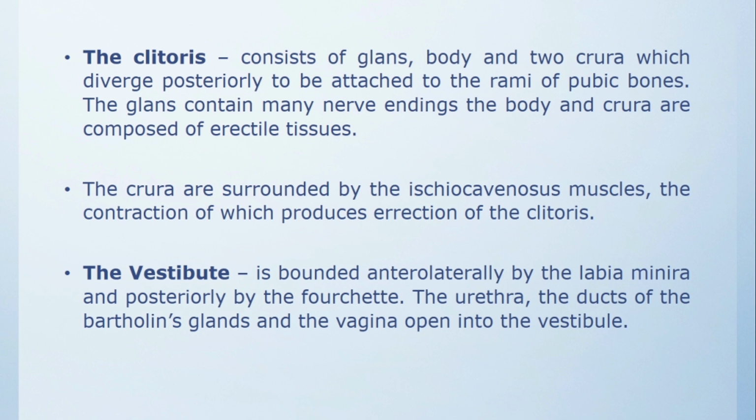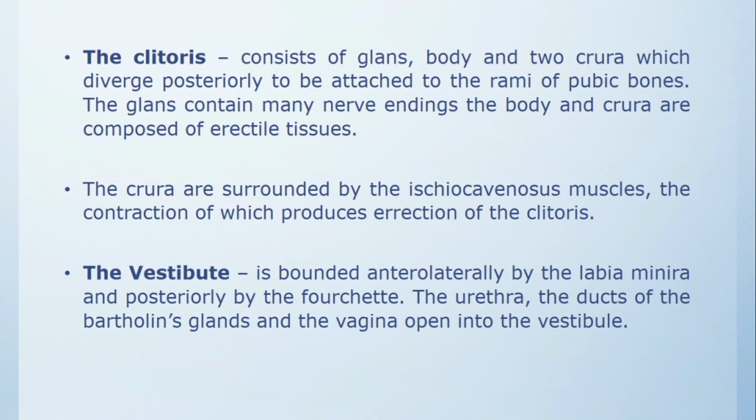The glans contain many nerve endings. The body and crura are composed of erectile tissues. The crura are surrounded by the ischiocavernosus muscles, the contraction of which produces erection of the clitoris.